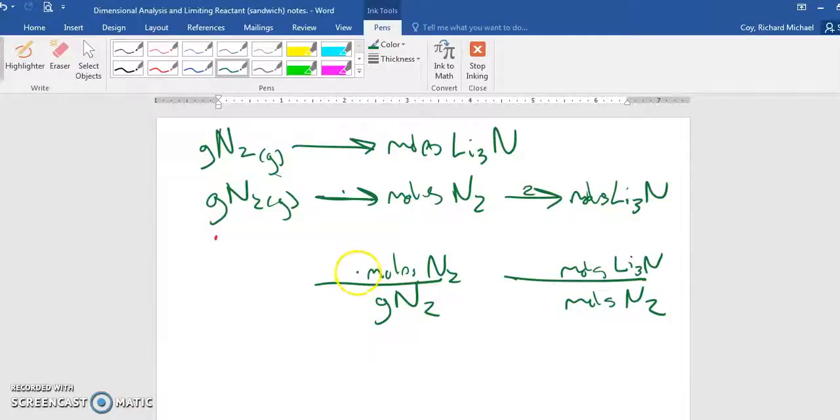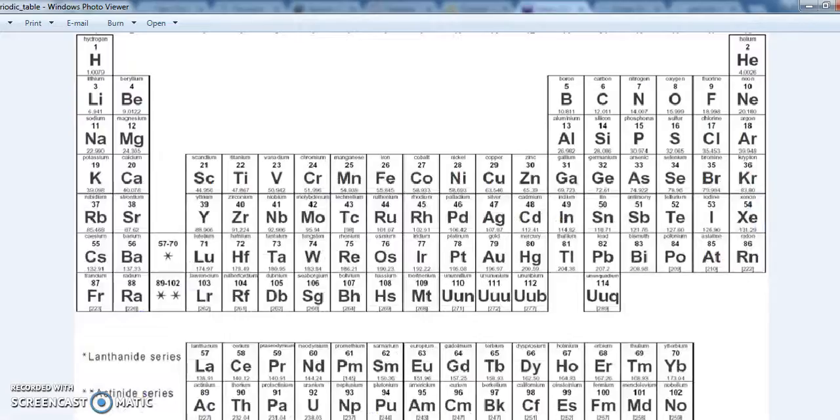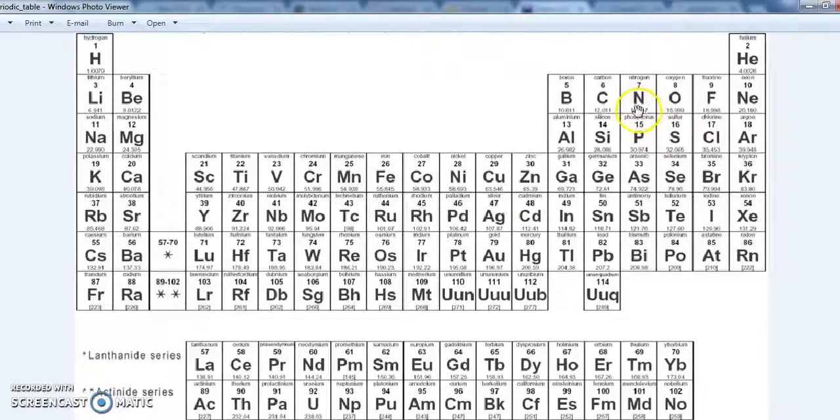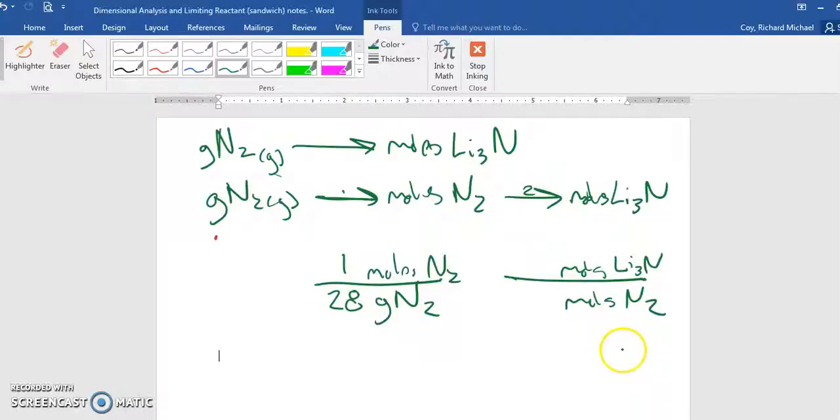1 gram is a certain number of moles. 1 mole is a certain number of grams. Let's say 1 mole is 28 grams. How do we know it's 28 grams? Because we're talking about nitrogen. One atom is 14. We've got a mole of them. So that's 14 grams for a mole of nitrogen atoms, 2 atoms per molecule, so it's 28.